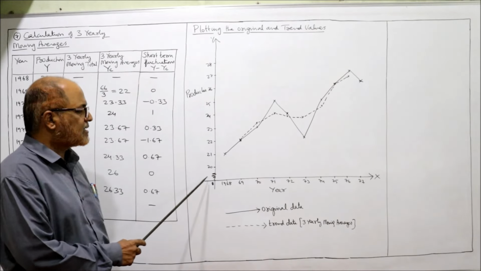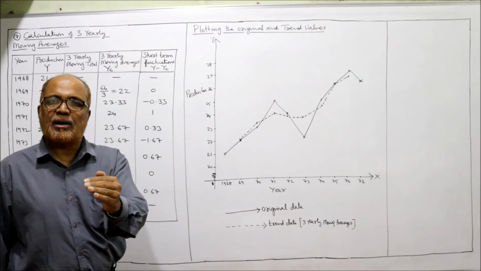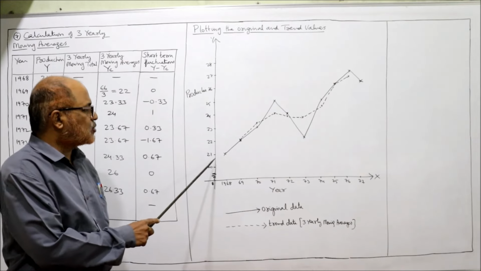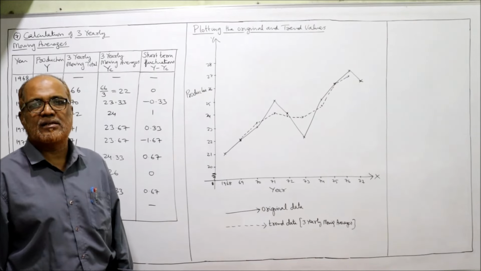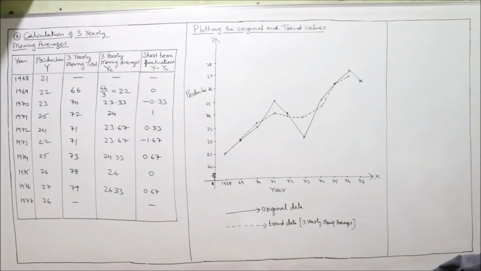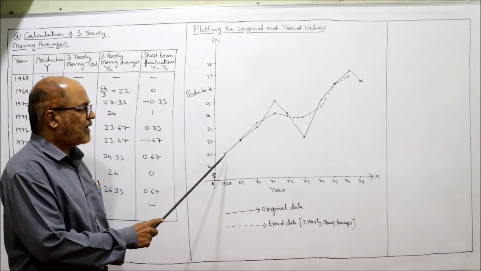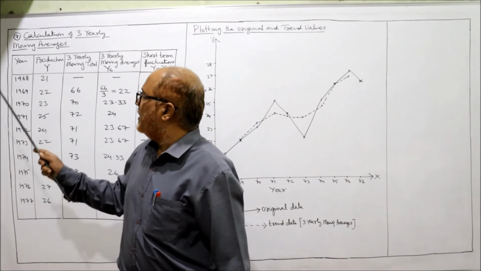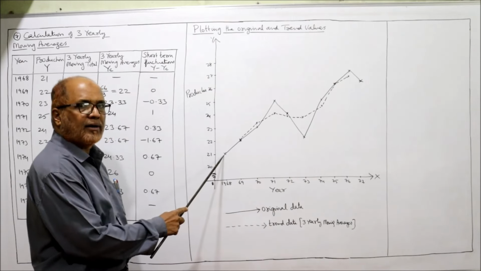I am breaking the y-axis because we don't have any data below 20. Our calculations begin from 20. So I am breaking the y-axis and taking 20. 20, 21, 22, 23 up to 28 I have plotted on the y-axis. Now the original data and this trend data, both I am drawing on the graph paper. Original data is shown by a straight line. 1968 original value is 21. So for 1968, 21, put a mark.